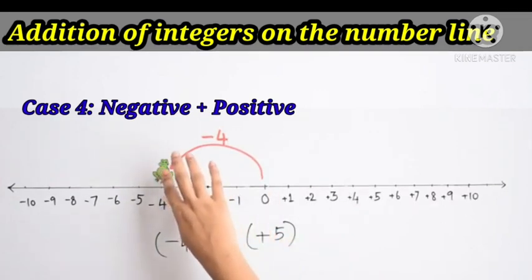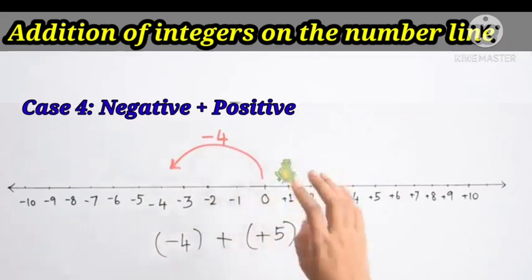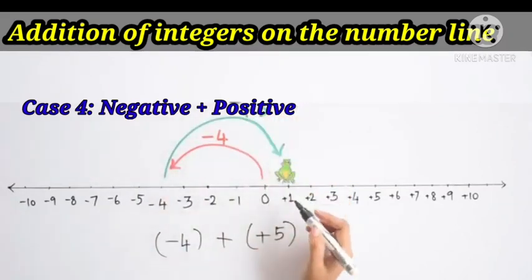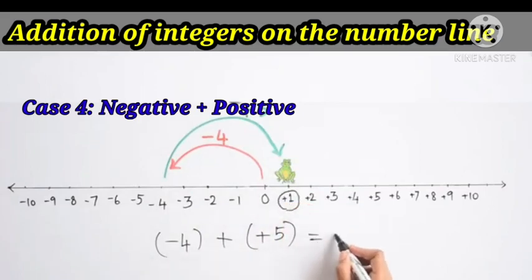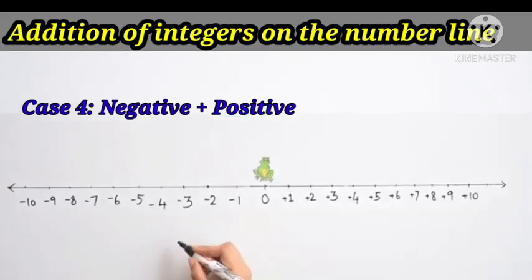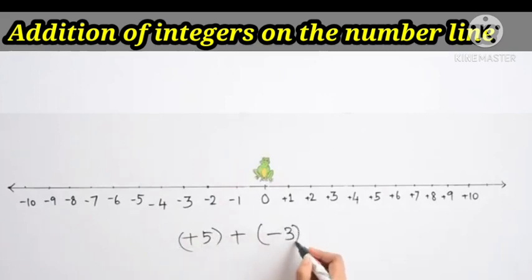Plus sign means the frog has to move to right. That is, it has to move 5 steps to the right. Now the frog lands at plus 1. So, negative 4 plus positive 5 is equal to positive 1. Children, similarly, can you try positive 5 plus negative 3? Children, you have to draw a number line like this and try yourself.